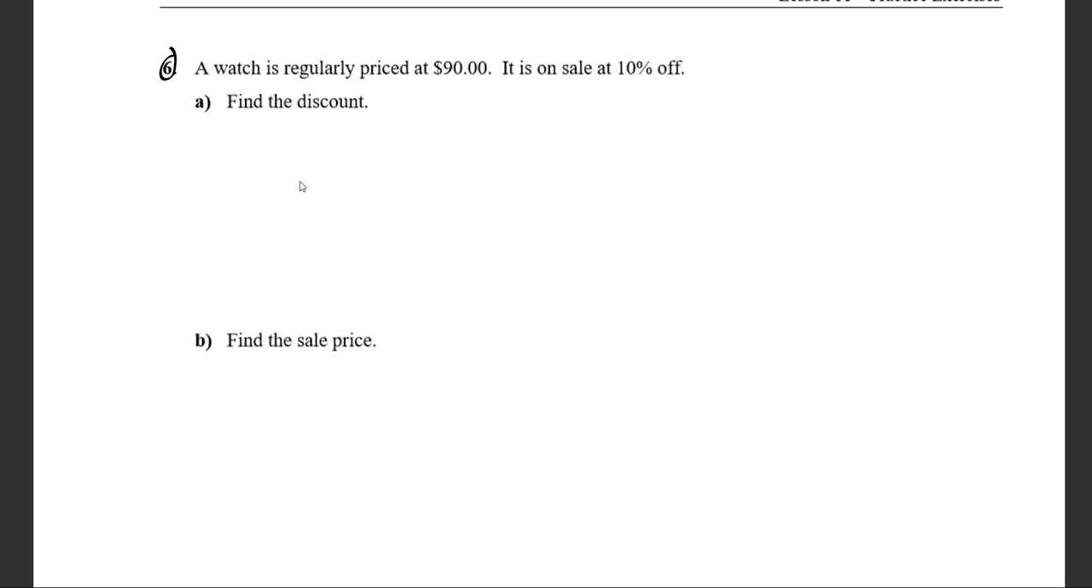So first we'll find the discount. 10% off, that's how much the discount is. The discount is the amount lower than normal. So how much are you saving? You are saving 10%. So if we write 10% as a fraction, 10 over 100, that's equal to something over something. Our template is part over whole, and percent over 100.